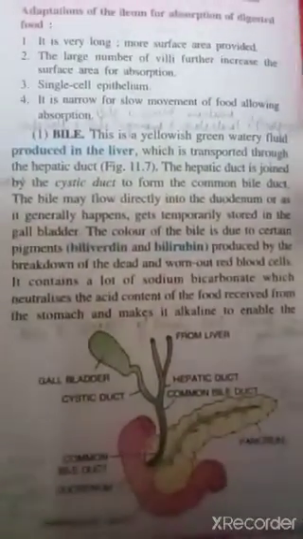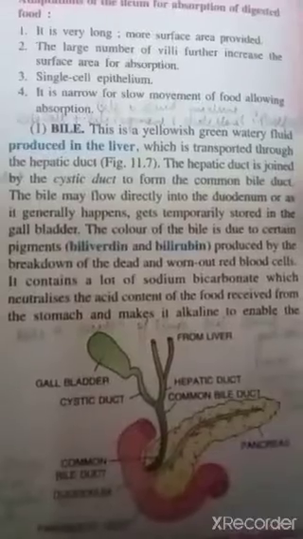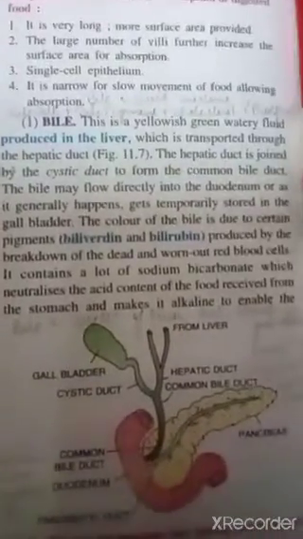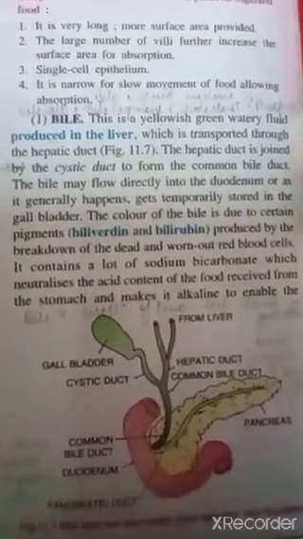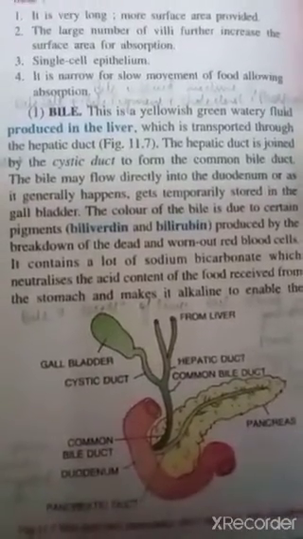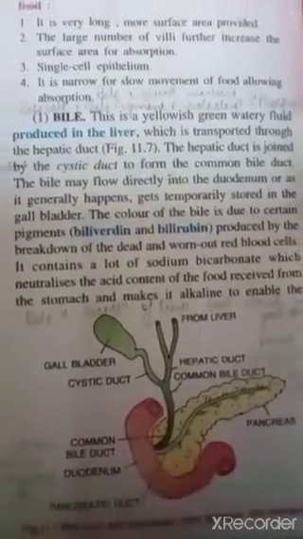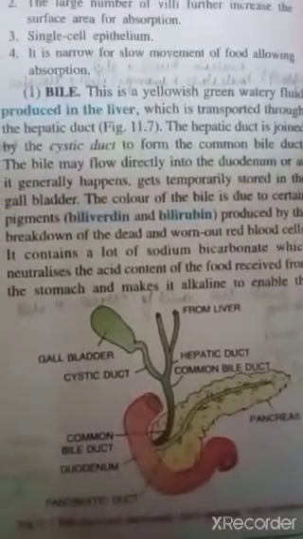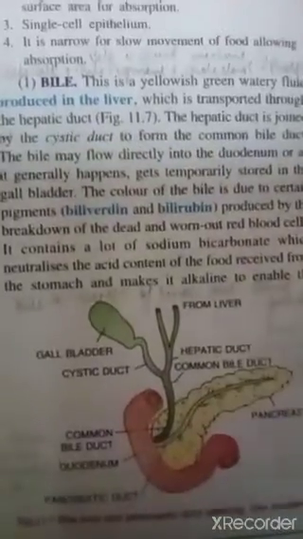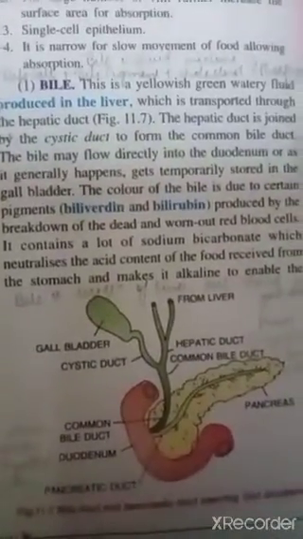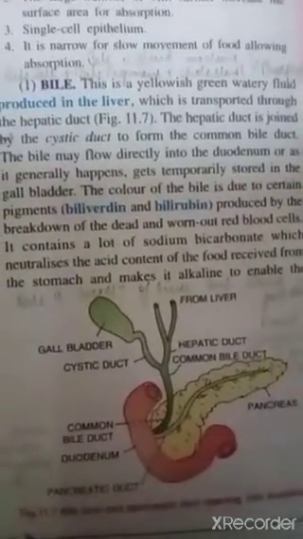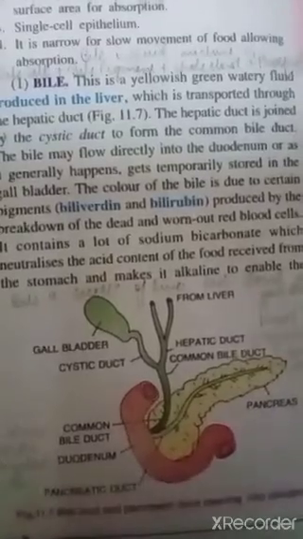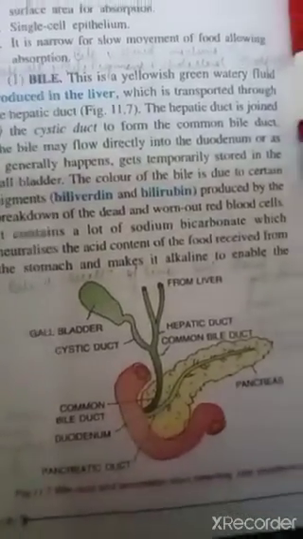Always remember, very important point, that the color of the bile is yellow due to the presence of bilirubin and biliverdin, substances formed by the breakdown of dead and worn out RBC cells. The bile also contains sodium bicarbonate. The question may be asked which substance is found in the bile. So you have to write sodium bicarbonate, which neutralizes the acidic food and makes it alkaline, so that the absorption of the food may be easier.